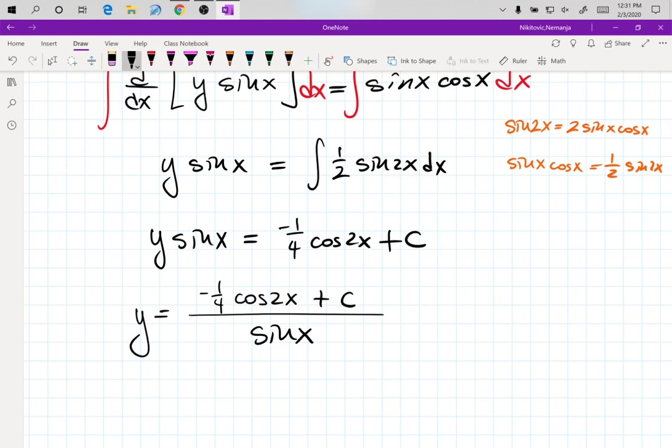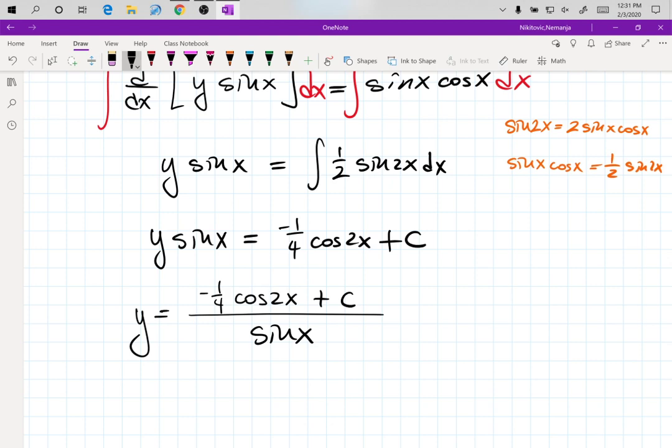Now I'm going to do something that is going to trigger some of you. I'm going to multiply by 4, and I am not going to write 4c. I'm just going to leave it as c. And some of you are going to get triggered by that.